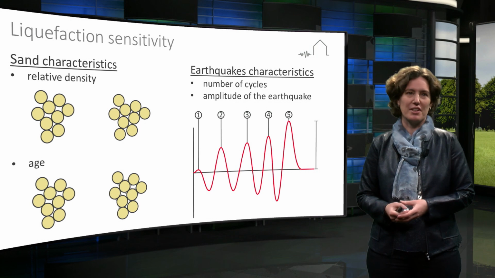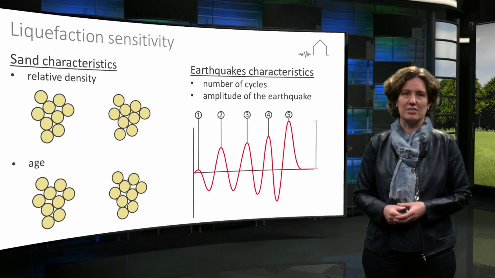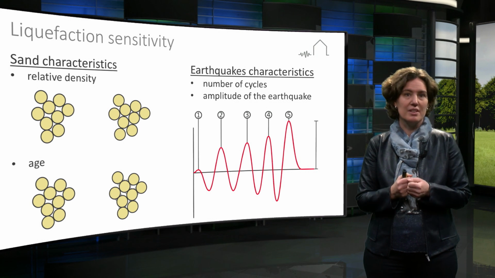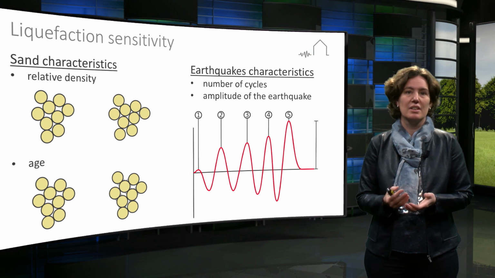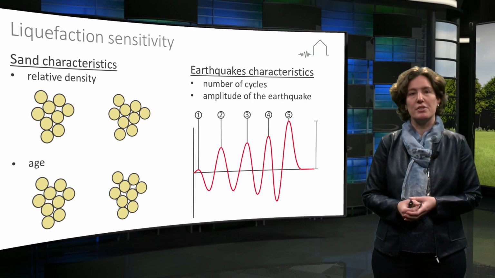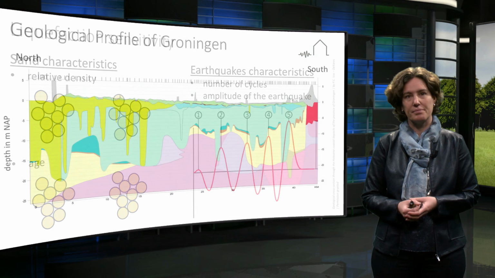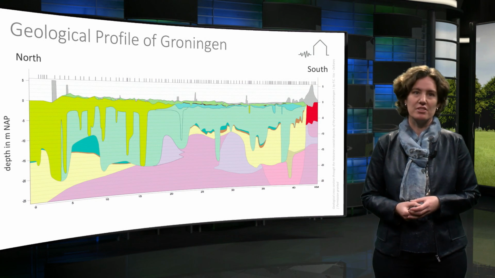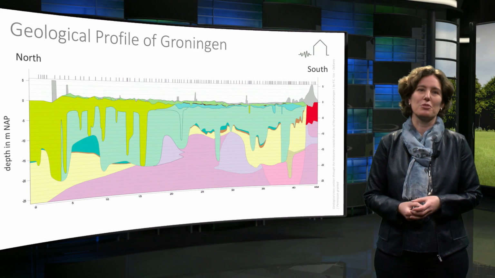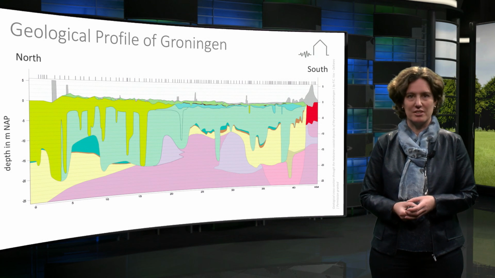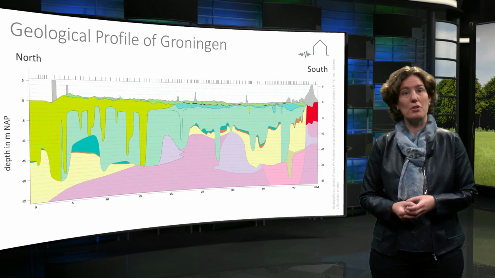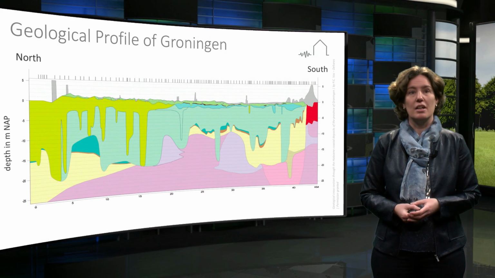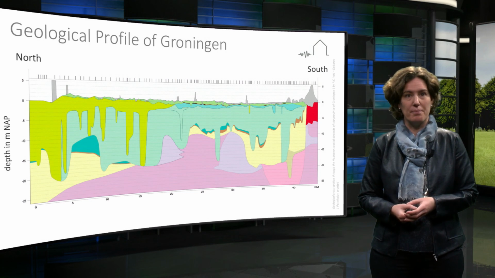The amount of liquefaction that can occur depends on several factors, such as the density of the sand, the age of the sand, the number of cycles, and the amplitude of the earthquake. By looking carefully at the geology and the presence of the sand layers, it is possible to predict whether liquefaction is a risk or not. For Groningen, most of the loose sands are found in the north of the area.